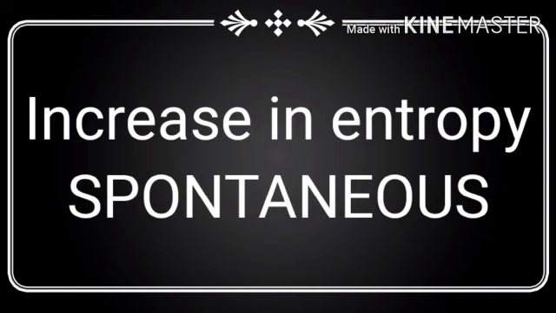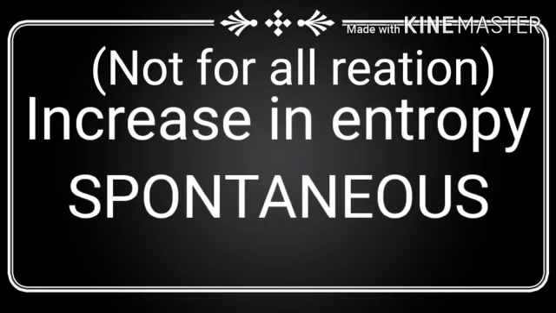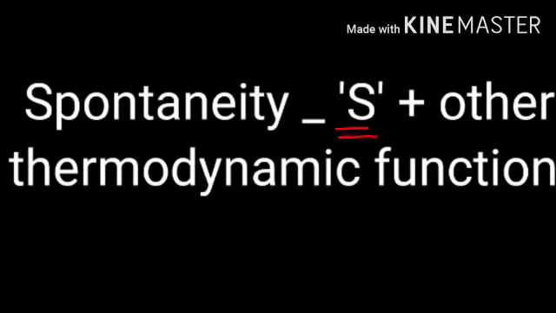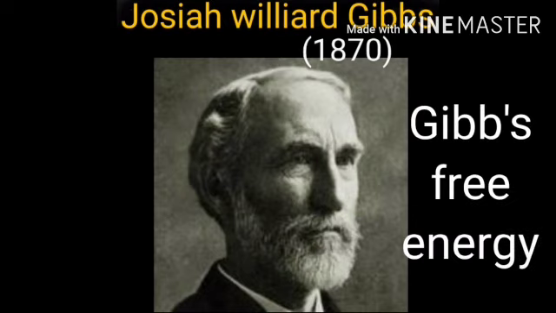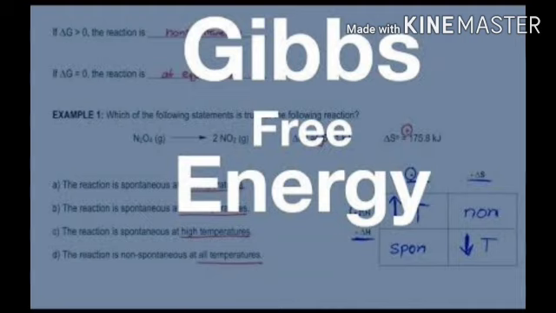We know according to the second law of thermodynamics, if entropy increases, the reaction is spontaneous. But not all reactions with an increase in entropy are spontaneous. So in addition to entropy, another thermodynamic function is needed for explaining the spontaneity of a reaction. For that purpose, in the 1870s, Josiah Willard Gibbs, an American scientist, introduced another thermodynamic function, that is Gibbs free energy.